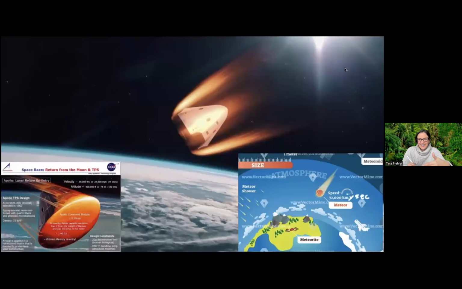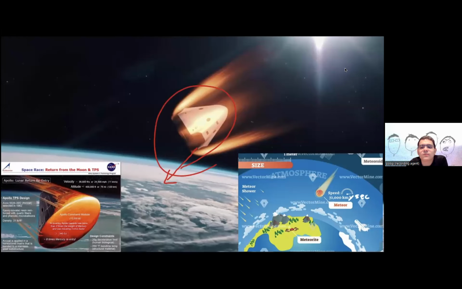And so when I think of going faster and gravity and it keeps accelerating, you've got meteors going at 72 kilometers a second. You have the space capsule here. It goes around 24,000 miles per hour.